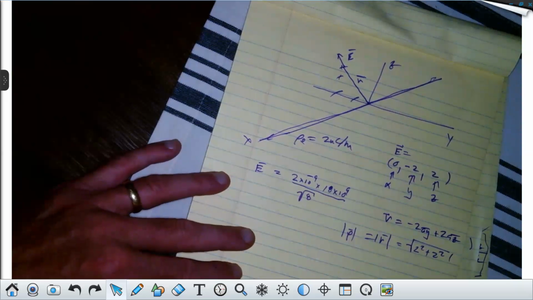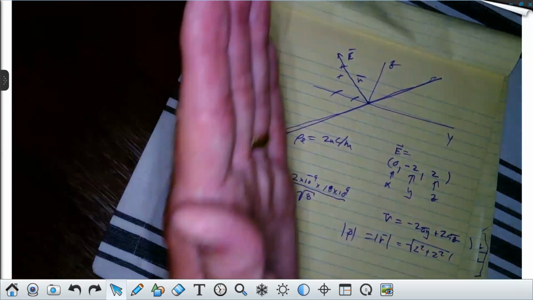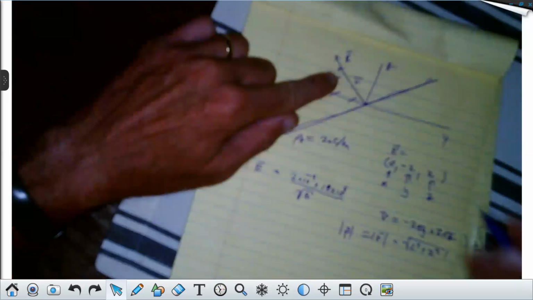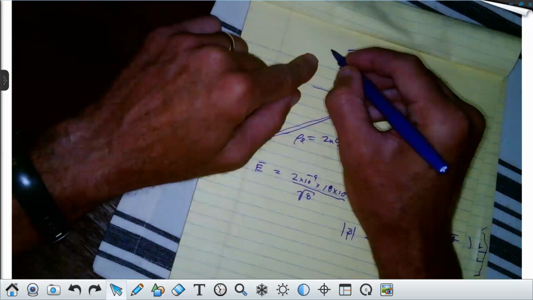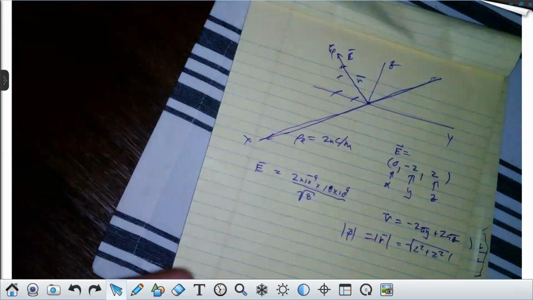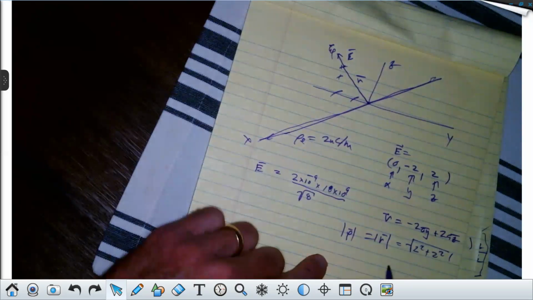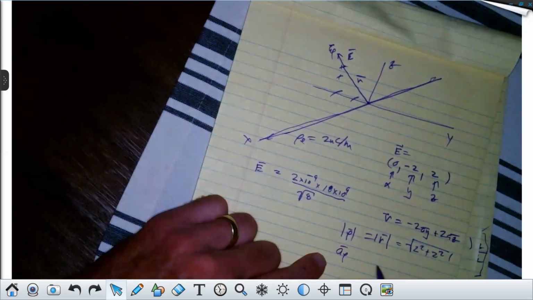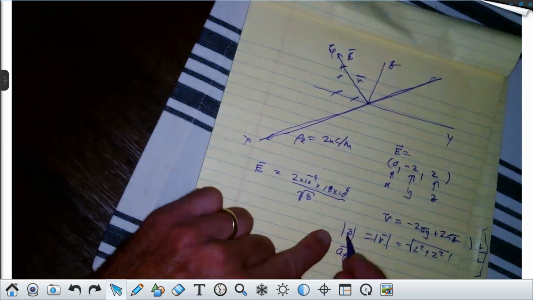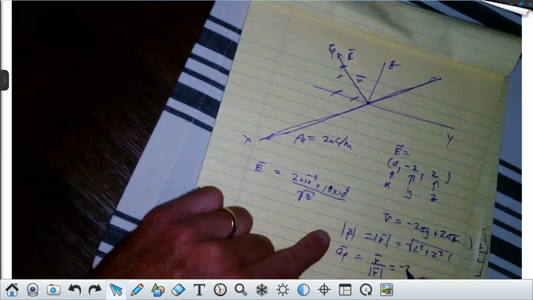Now I need a unit vector in the direction pointing away from the wire, or right here. I need my unit vector right here, my A rho. What is A rho for this one? I want to make sure you see this. A rho, the unit vector pointing away, would be the vector, either R vector or rho vector, however you want to do it, over the magnitude of R. So that's going to be what? That's minus 2AY plus 2AZ over the square root of 8, isn't it?